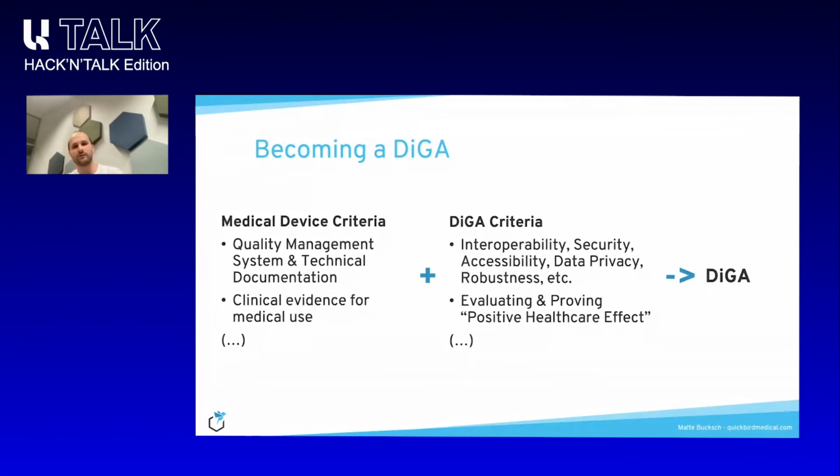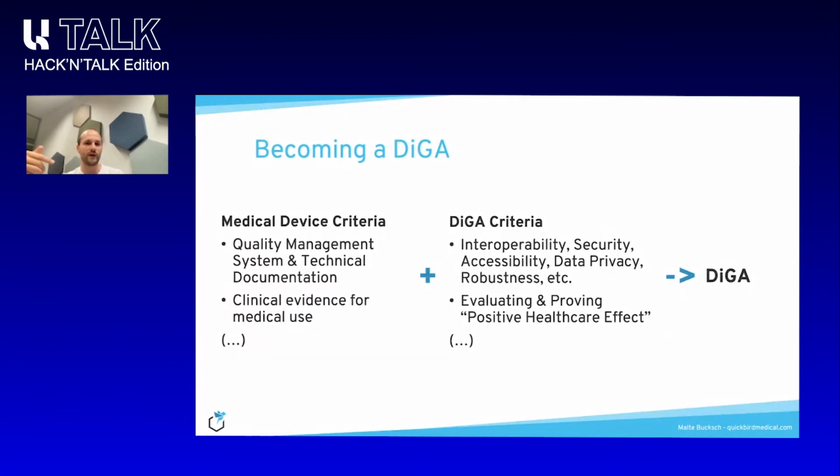And then you need to fulfill the additional DiGA criteria, which are like interoperability, security, accessibility, data privacy. And for example, it must be focused on a patient. It cannot be like an app that helps a doctor primarily. And the most important thing by far is you need to evaluate the positive healthcare effect. So you need to prove that your DiGA has a positive effect for the patient.